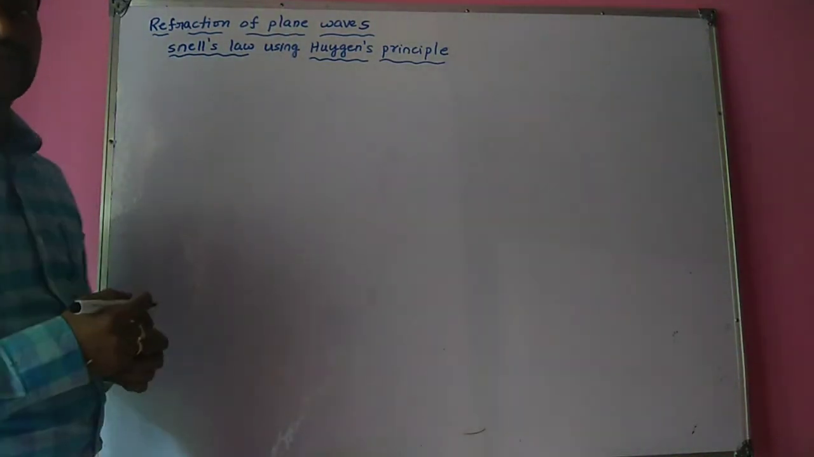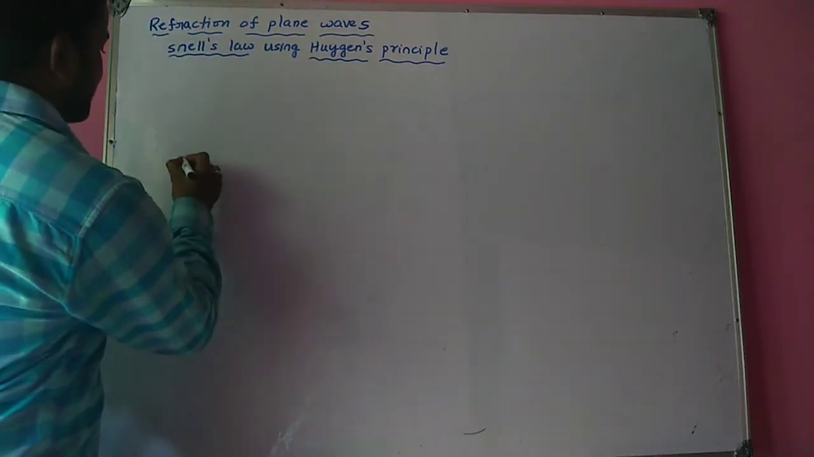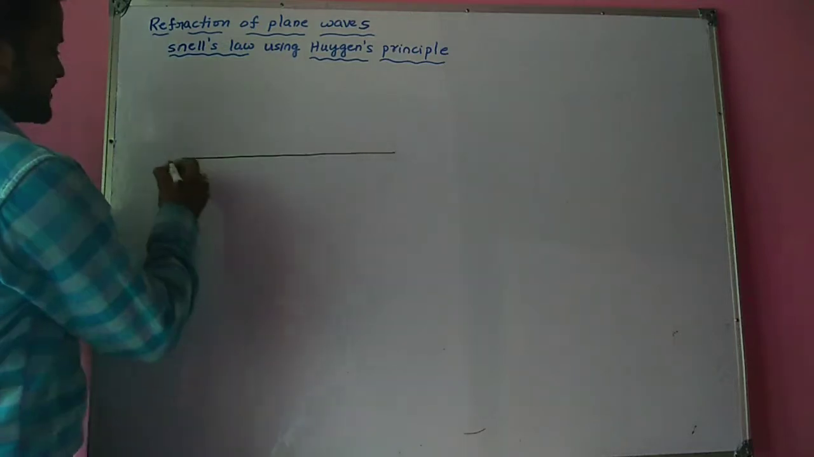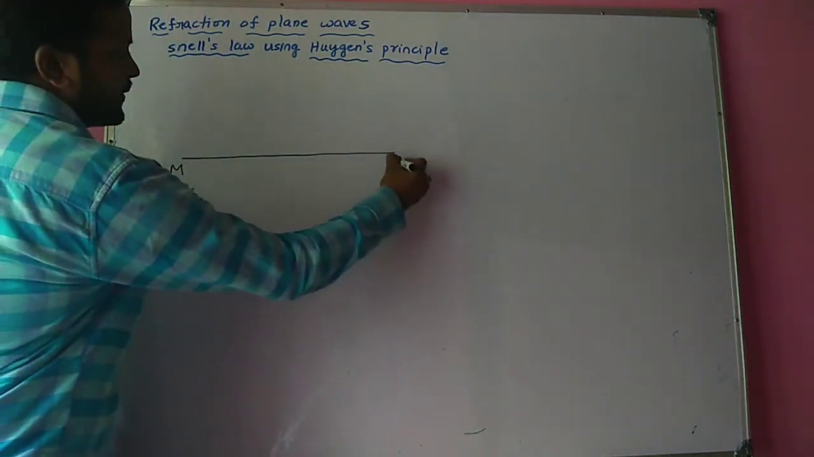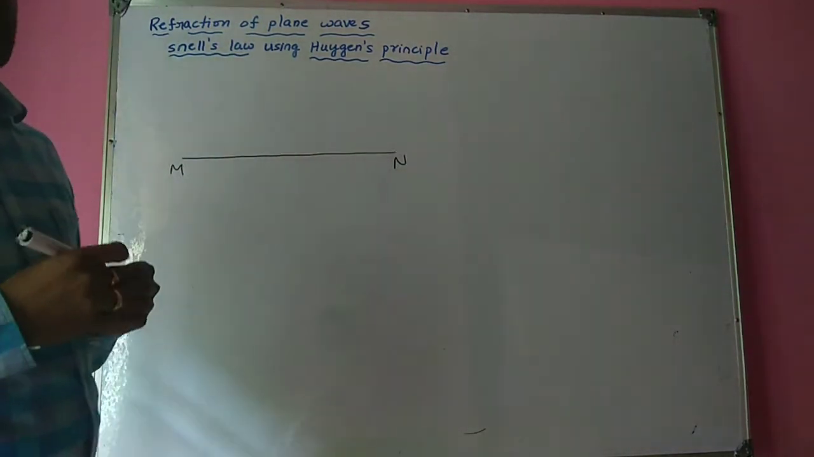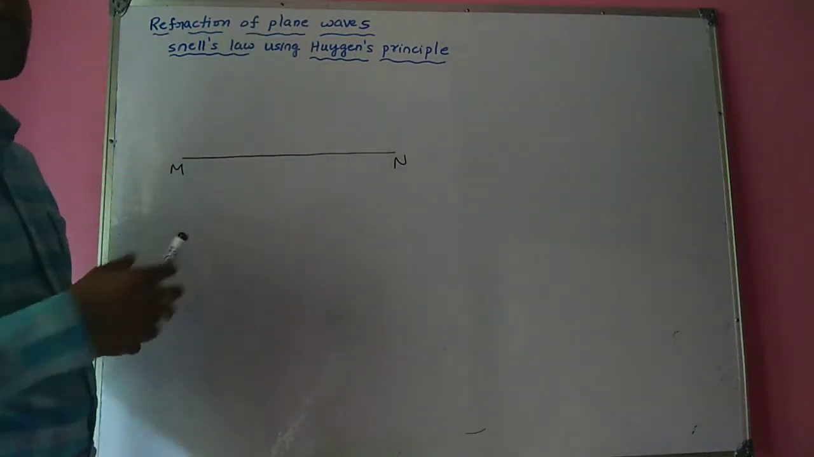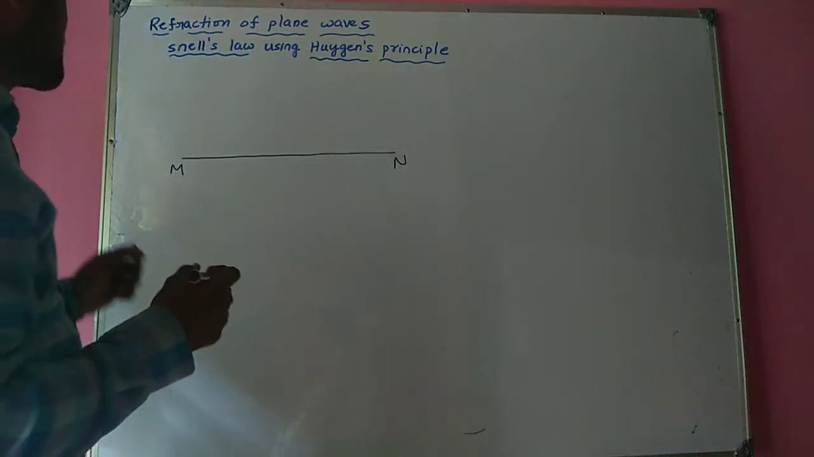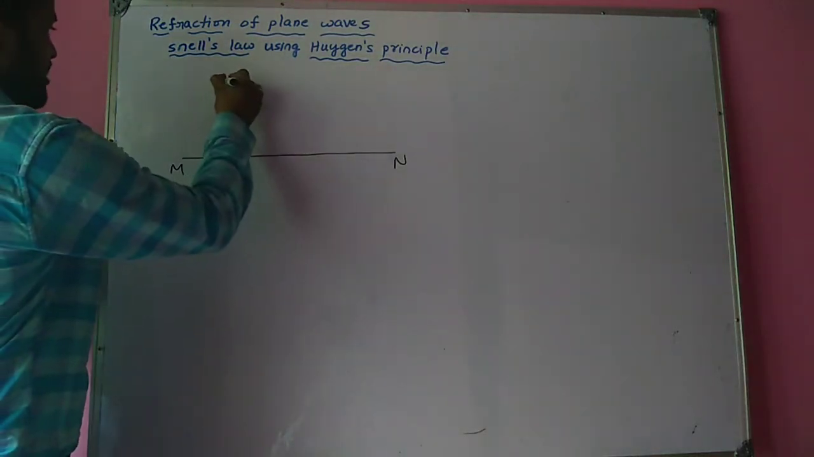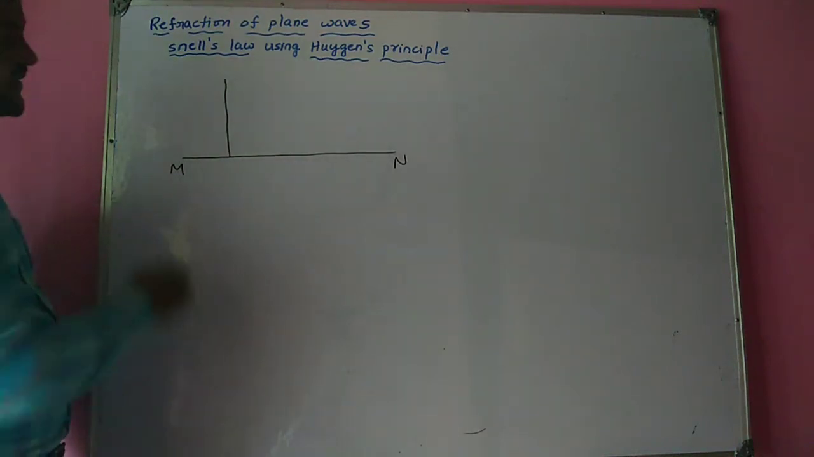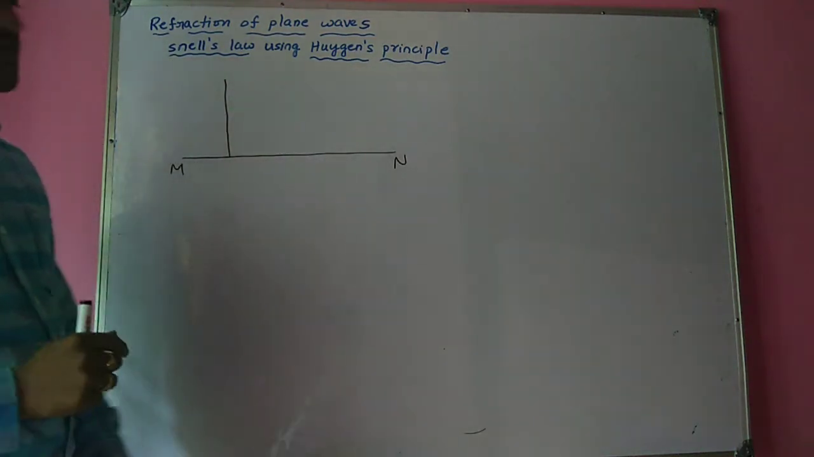Let us consider a refracting surface. Let us say MN is the refracting surface. Refracting surface means when light is incident on this, that light undergoes refraction. Now, let us say this is the normal to the surface.